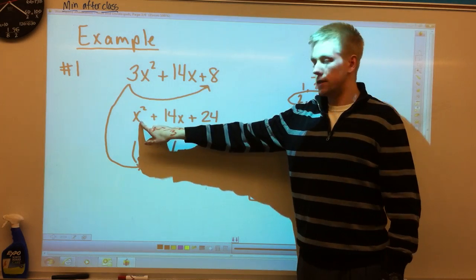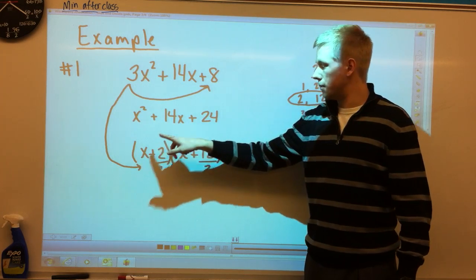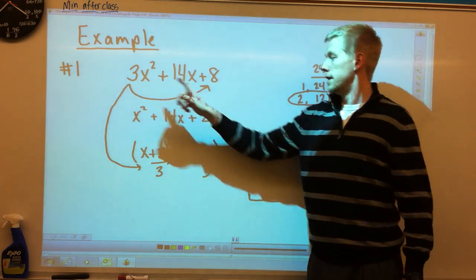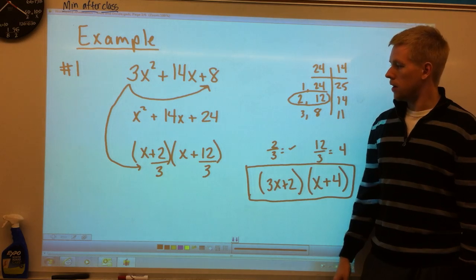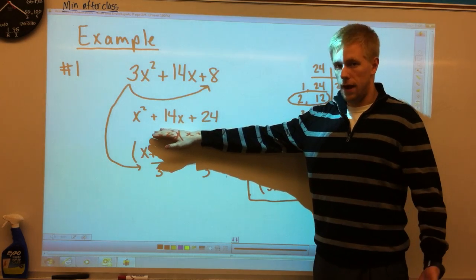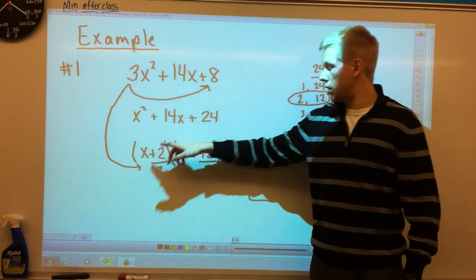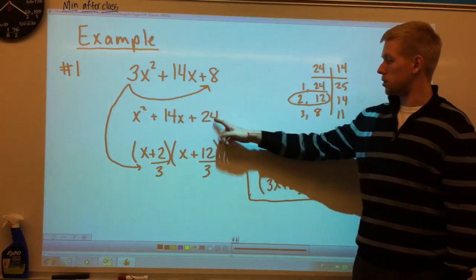Once it comes off the front, it stays off the front. So you now have x squared plus 14x plus 24. This 24 came from 3 times 8. Okay? From here, you should know how to factor this. This is a simple T-chart problem now. You have a leading coefficient of 1, and we got 24. So our last number is 24.